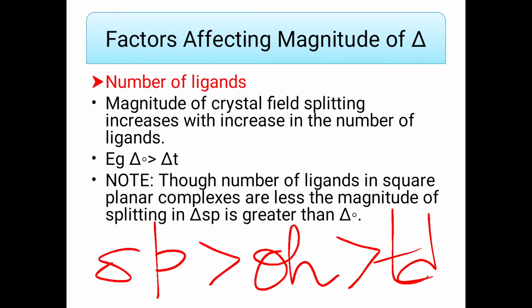Now if you see octahedral splitting, that depends on the ligand. If you have a weak field, the energy gap will be less. If you have a strong field, the energy gap will be more.